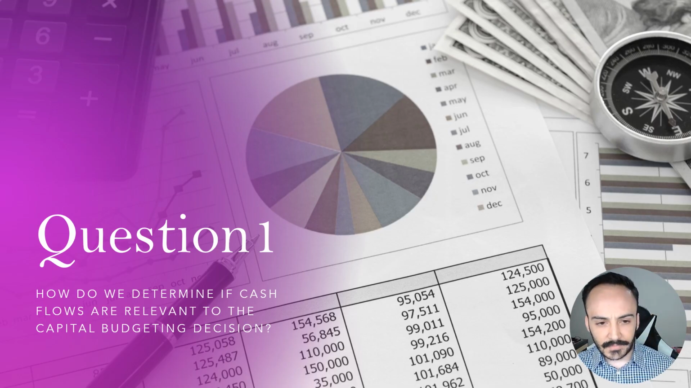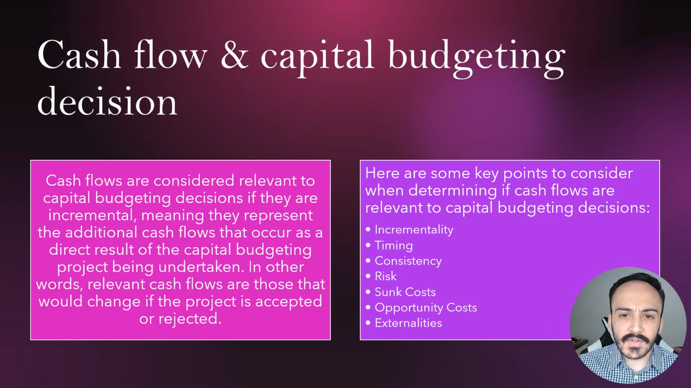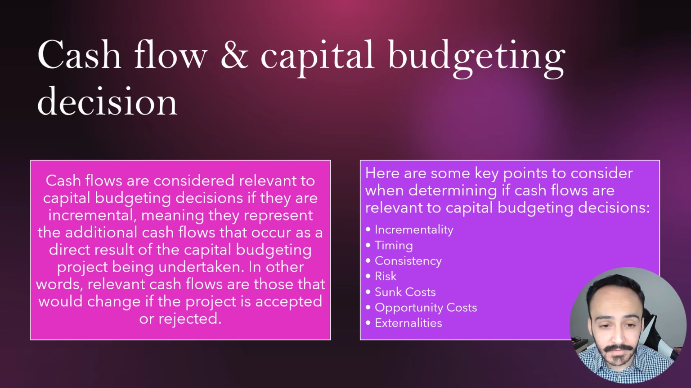Next, question one: how do we determine if cash flows are relevant to the capital budgeting decisions? Cash flows are considered relevant to a capital budgeting decision if they are incremental, meaning they represent the additional cash flows that occur as a direct result of the capital budgeting project being undertaken. In other words, relevant cash flows are those that would change if the project is accepted or rejected.